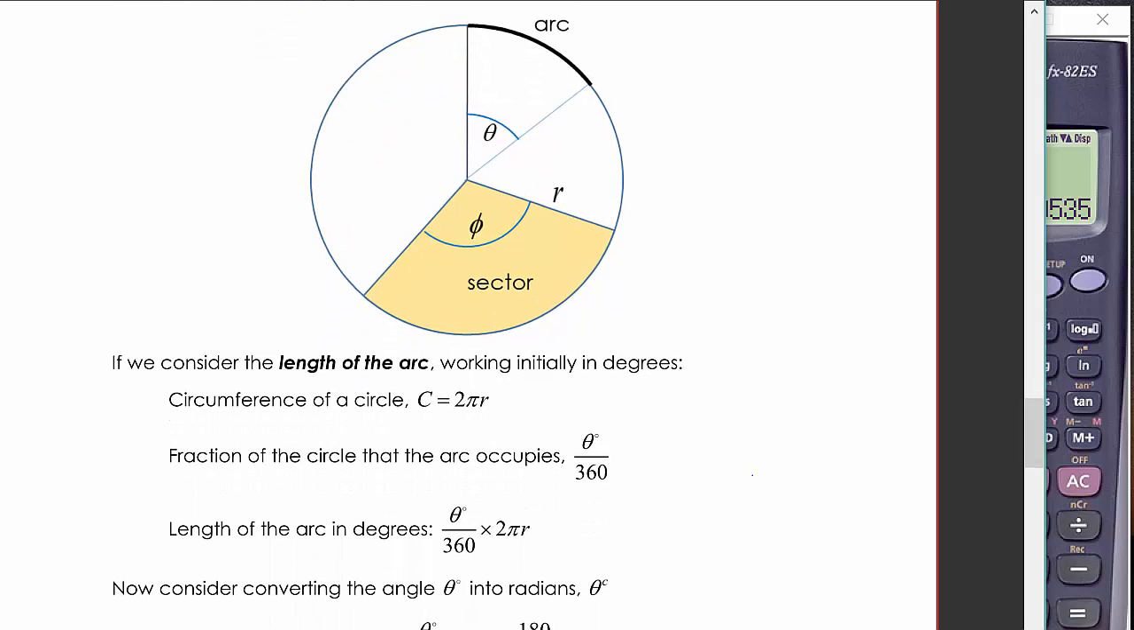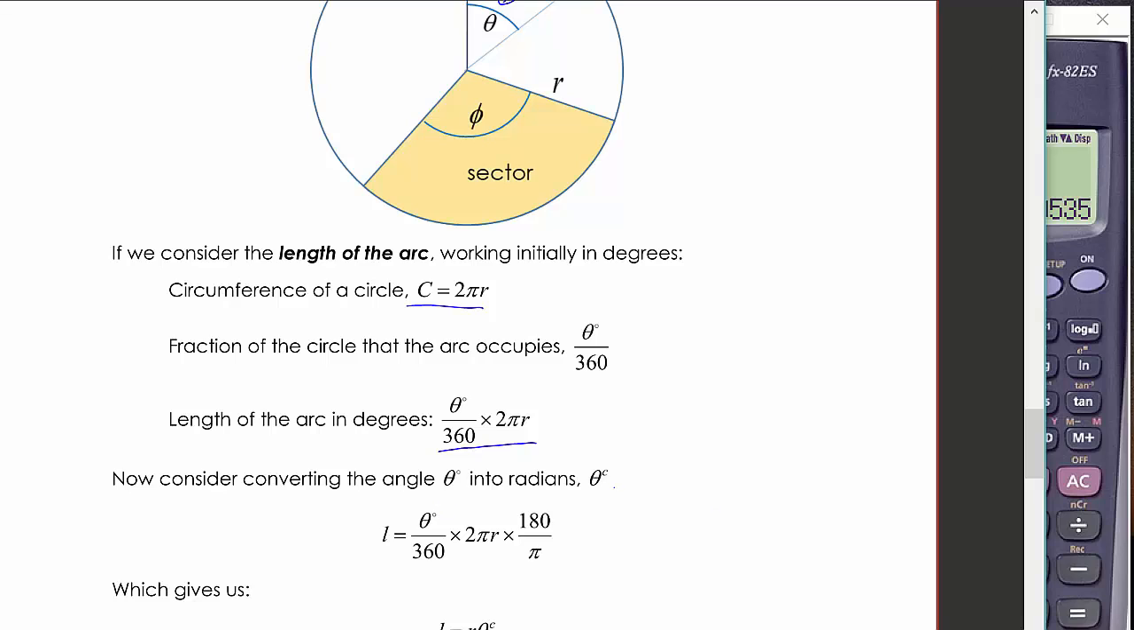Now, if we consider the length of the arc first, initially working in degrees, we know the circumference of a circle is 2 pi r. Now, the fraction of the way round this arc is theta divided by 360. Remember, 360 is all the way round, so we're doing theta out of 360 of the way round. So in degrees, that's just theta over 360. So that's the fraction of the entire circumference, 2 pi r.